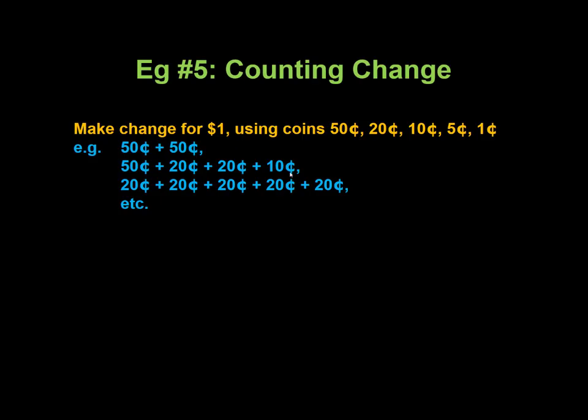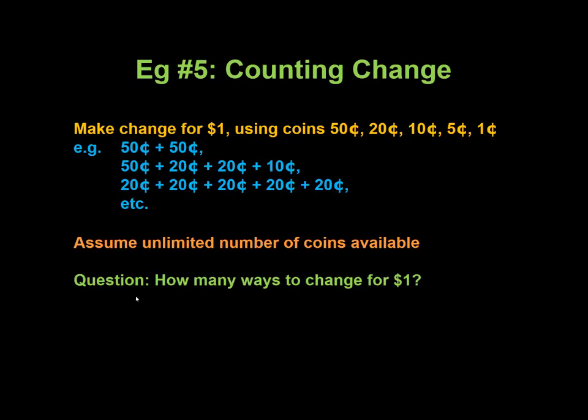Example 5. We are given 50 cent, 20 cent, 10 cent, 5 cent, and 1 cent coins. Our task is to find change for $1. So it could be 2 50 cents to change for $1, or 1 50 cent, 2 20 cents, and 1 10 cent, or 5 20 cents, etc. So assume we have an unlimited number of coins available, meaning that we can use as many as we want for each type of the coins. Now the question is, how many ways to change for $1? Alright, so here are 3 ways, and in fact there are hundreds of ways to do this. We want to find out what the number is.